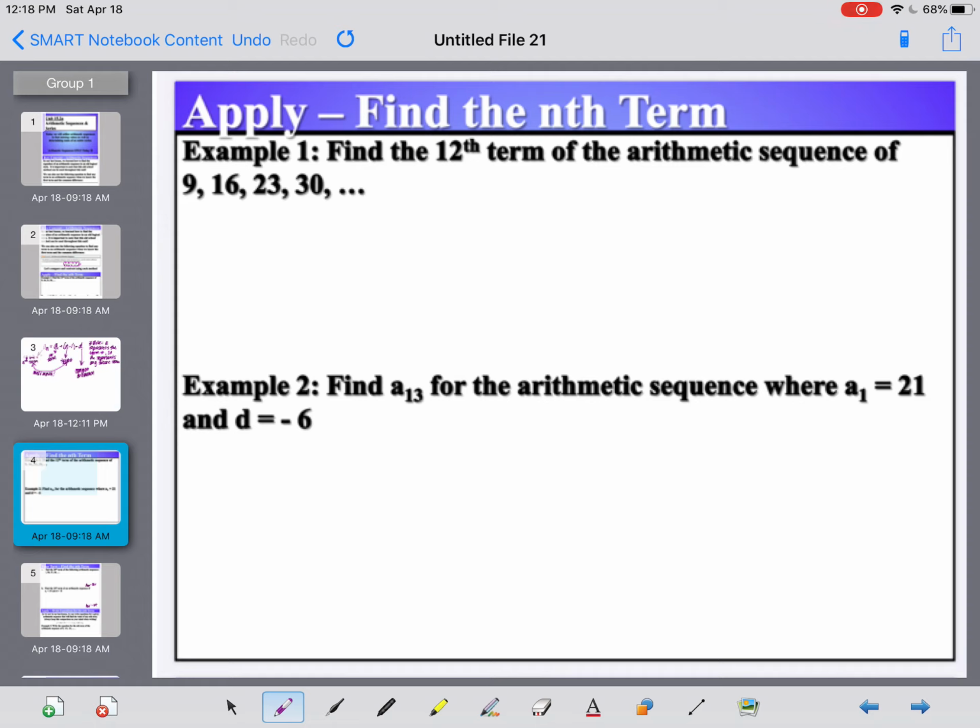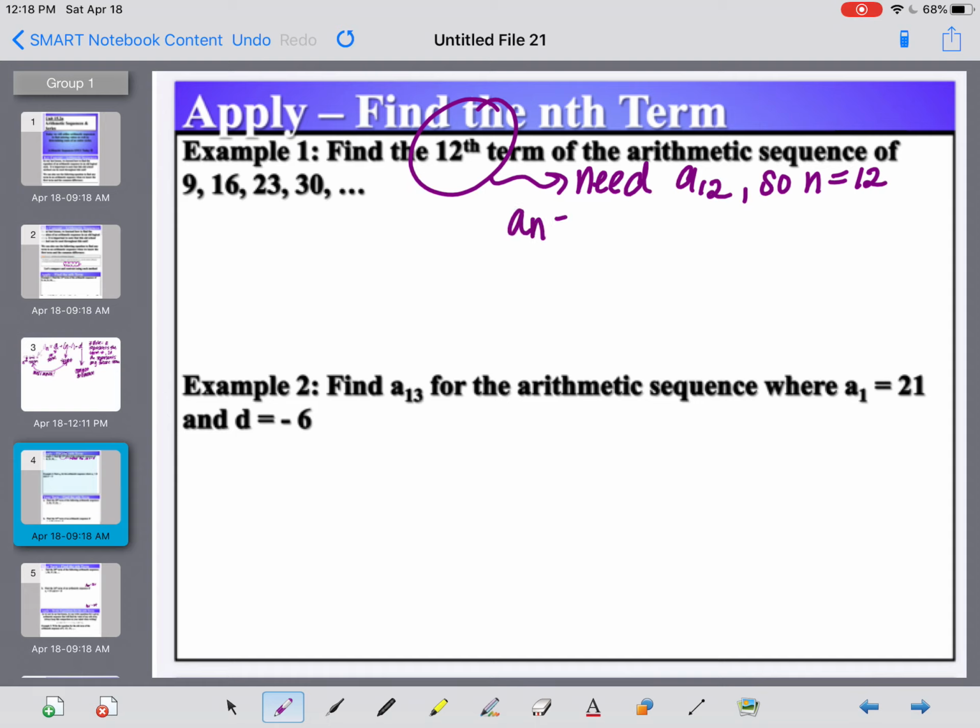So find the 12th term of the arithmetic sequence. So we're only dealing with arithmetic today. 9, 16, 23, 30. If we want the 12th term, that means we need a sub 12. And that also tells us that n must equal 12. There must be 12 numbers in the sequence in order to find the 12th term. So let's write down what we know.